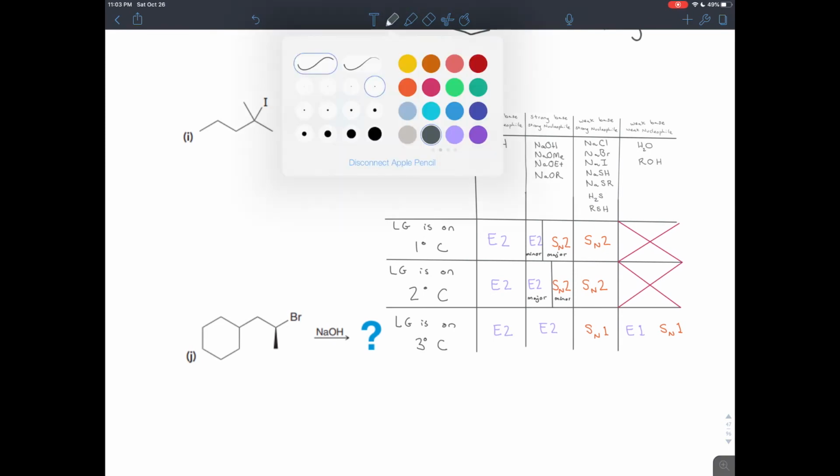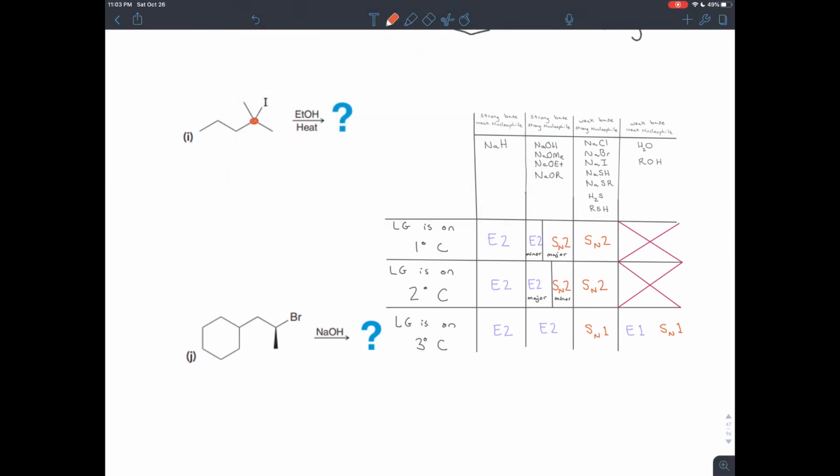Okay, let's try I. So here we have our leaving group on this carbon here. That's bonded to 1, 2, 3 other carbons. So we're dealing with our leaving group on a tertiary carbon. That means that we're going to be working with this bottom row here in our table.